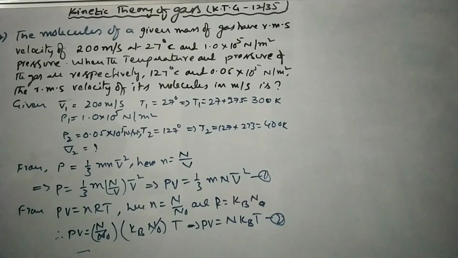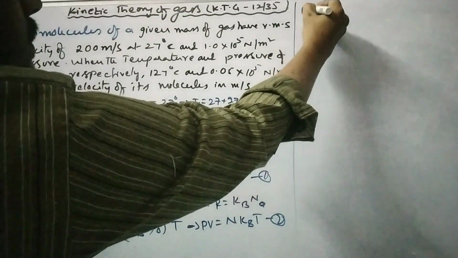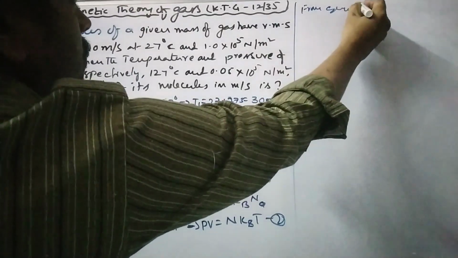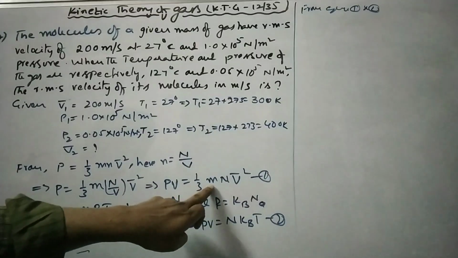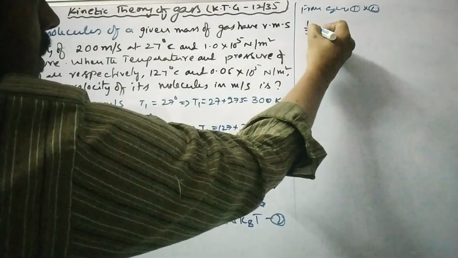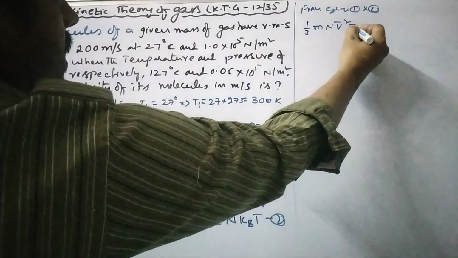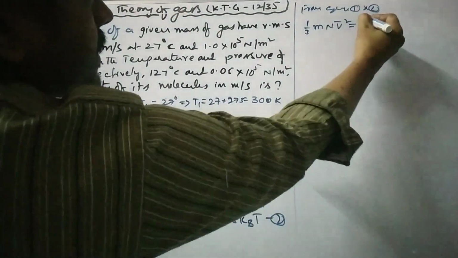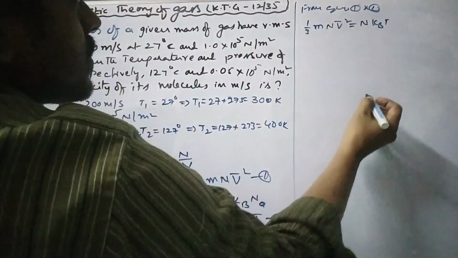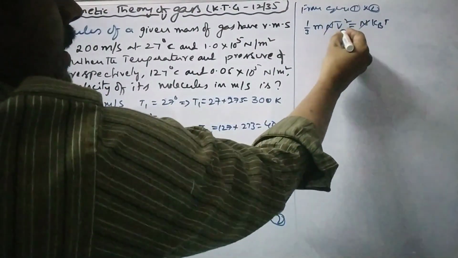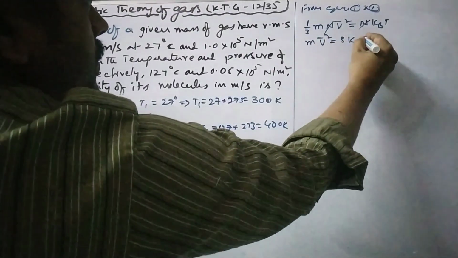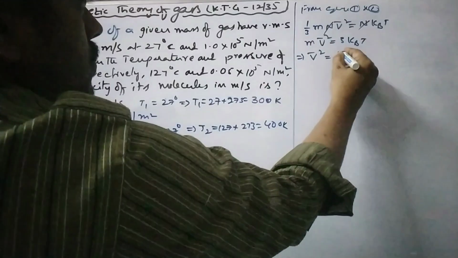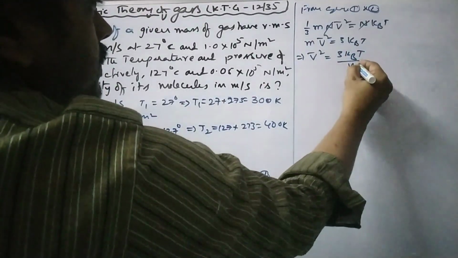This is equation 2. Now from equations 1 and 2 we can write: PV is equal to 1/3 m N v bar square, that means 1/3 m N v bar square is equal to N k_B T, N into Boltzmann constant into absolute temperature. Here N is cancelled on both sides. Then rearrange: m v bar square is equal to 3 k_B T. That implies v bar square is equal to 3 k_B T by m.